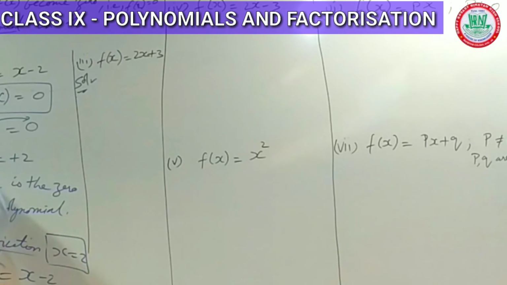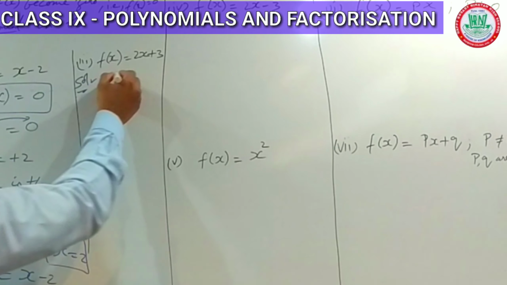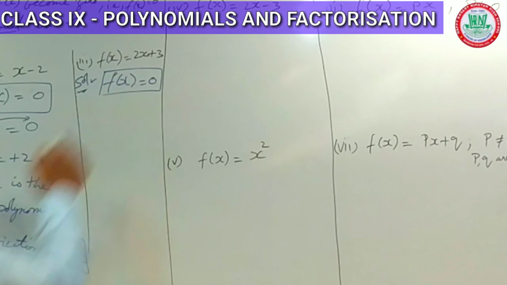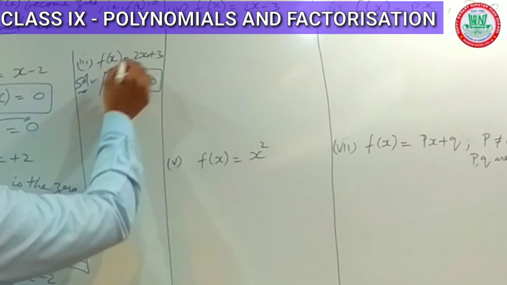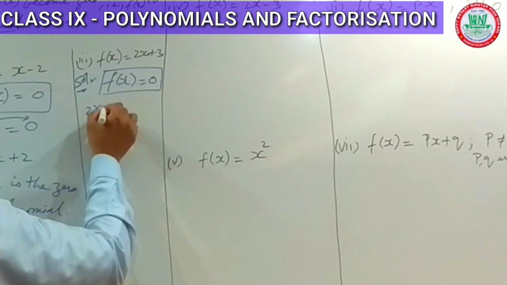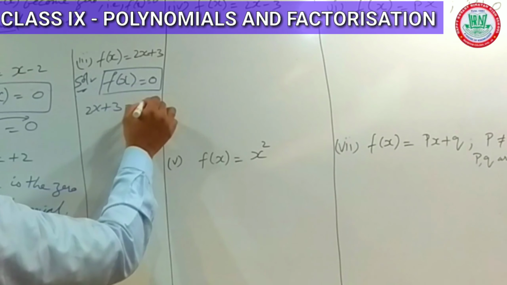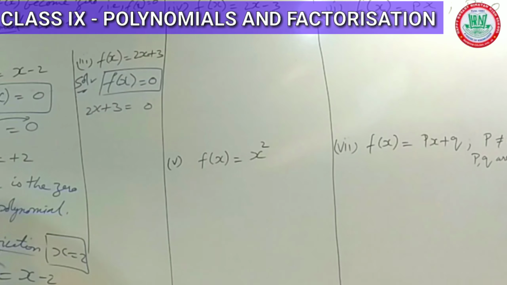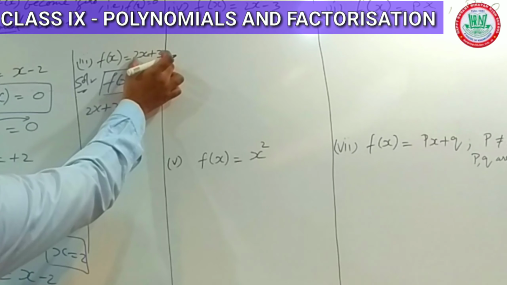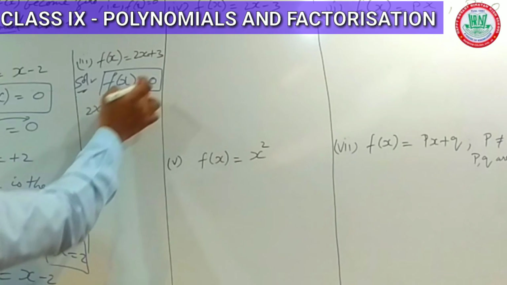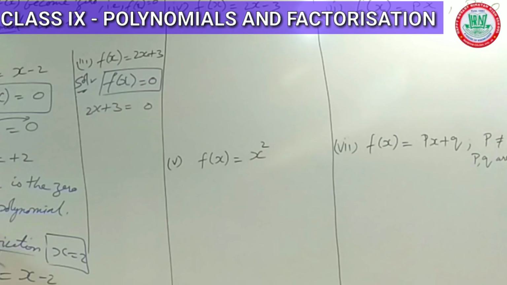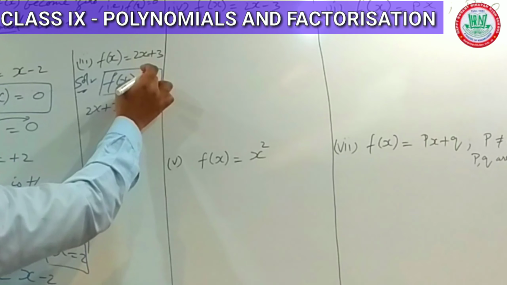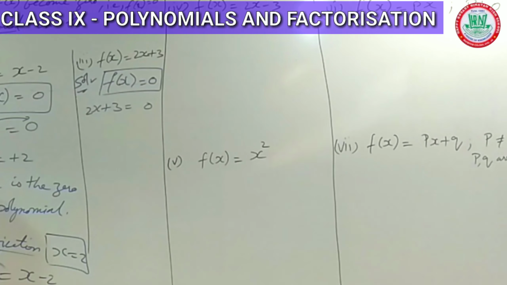What is given? Same, find the zero of the polynomial. For the zero of the polynomial, we have to take f of x is equal to 0. Okay. Now what is the f of x value? 2x plus 3 is given, is equal to, as it is, 0. I have copied this 2x plus 3 and pasted it here, is equal to, as it is, 0. Write it out here.